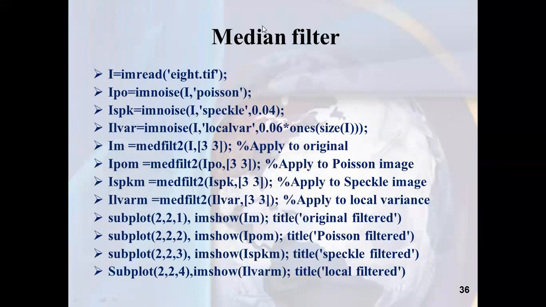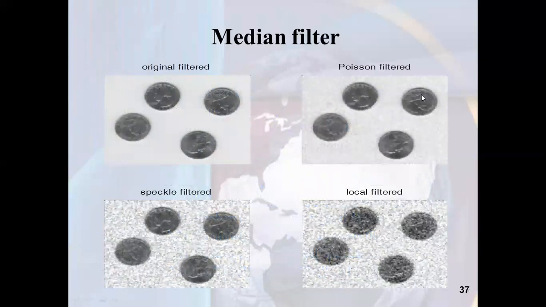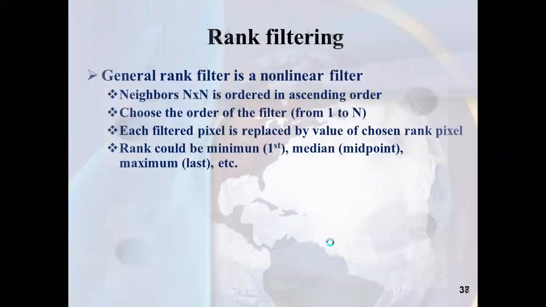Now we apply the same noises, Poisson, speckle and local variance, and then we apply the median filter, median filter 2, which means two dimensional because we applied it on the image. So this is the original, this is the Poisson, and we see the quality, speckle filtered and local variance filtered.